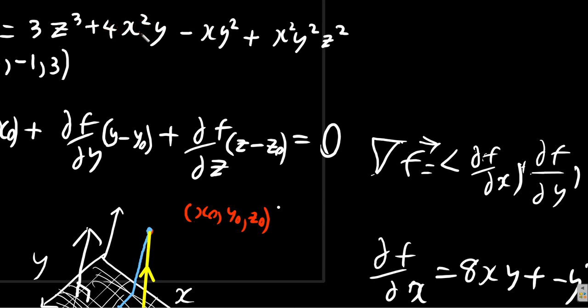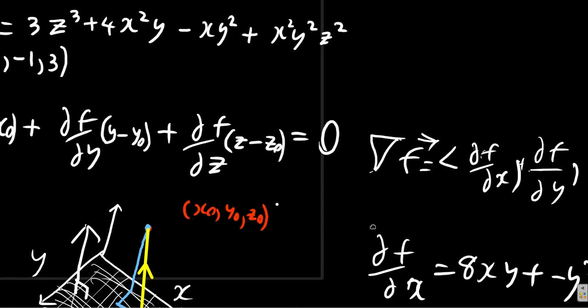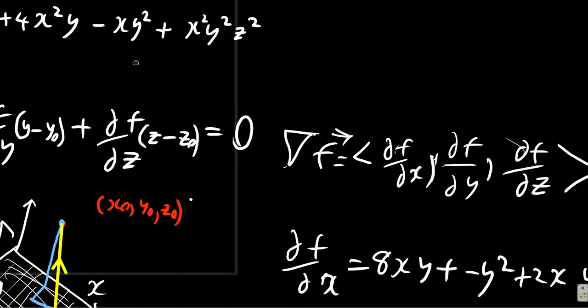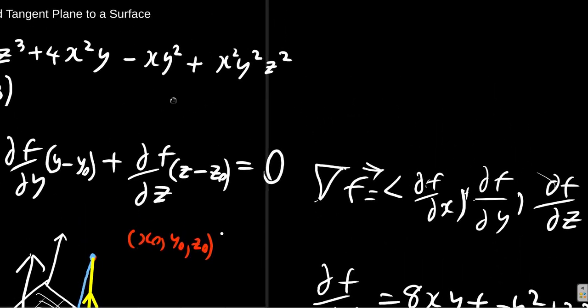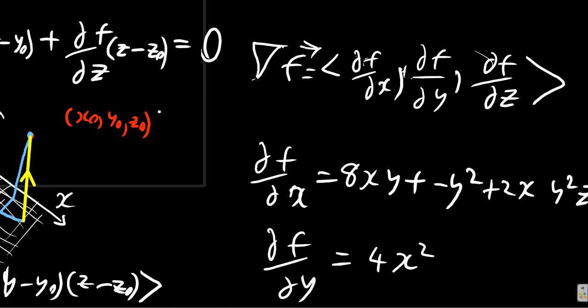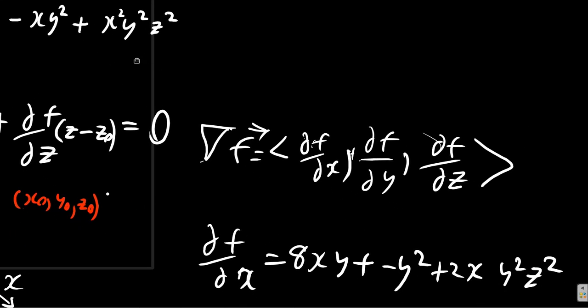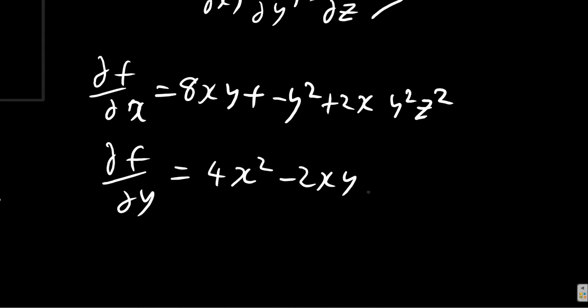We'll have 4x squared, if you remember your differentiation, which you should, for x squared. Then what happened here? We differentiate with respect to y, so this will be minus 2xy. Alright? So we have minus 2xy, and then what will happen here? 2 plus 2, it will be plus 2 x squared y z squared. So it is plus 2 x squared y z squared.